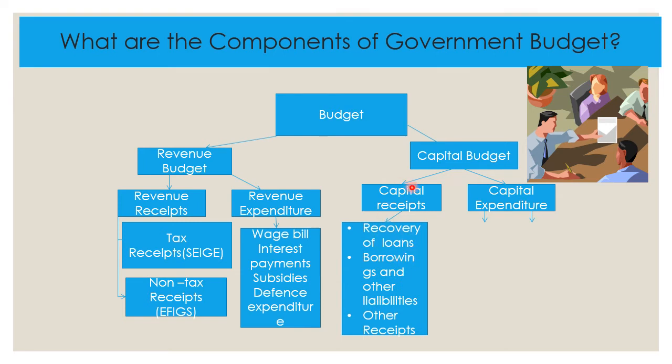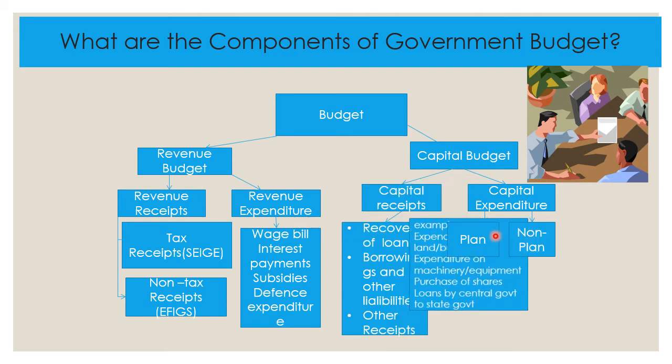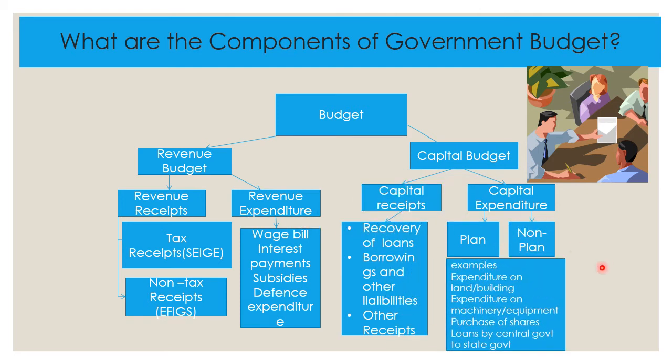So here you see that we have recovery of loans, borrowings and other liabilities, and other receipts, perhaps from the sale of some assets. Capital expenditure can be divided into plan and non-plan. And here are some examples. Expenditure on land and building, expenditure on machinery and equipment, purchase of shares, and loans by central government to state governments. Let us go on to the next slide.